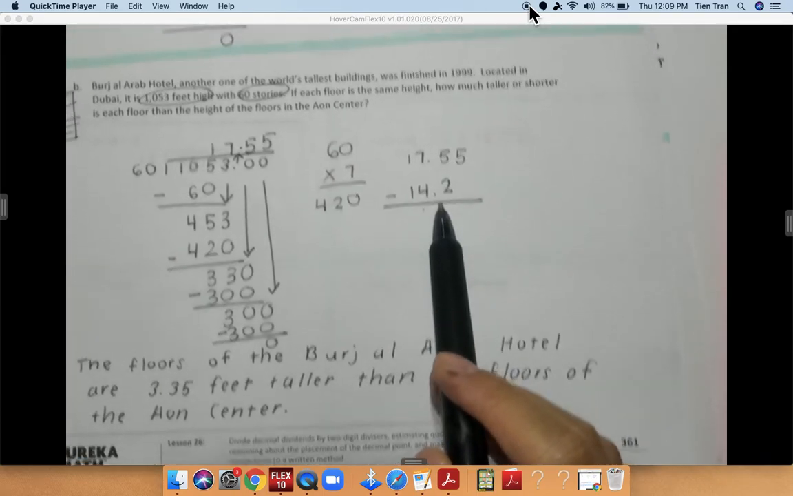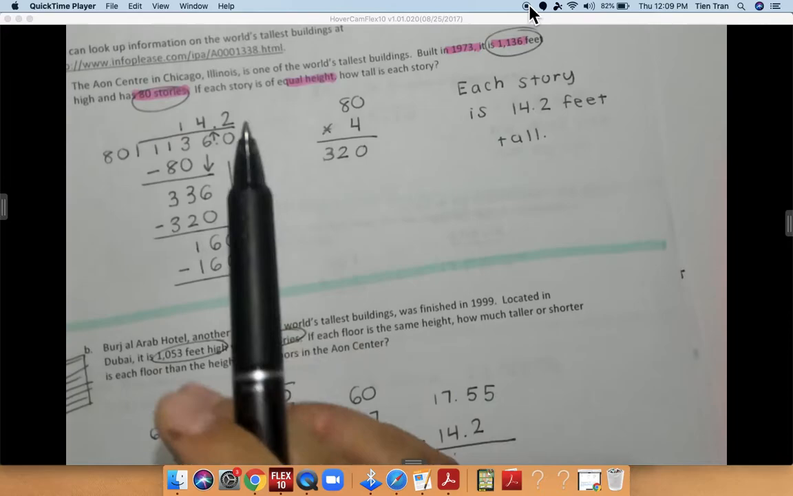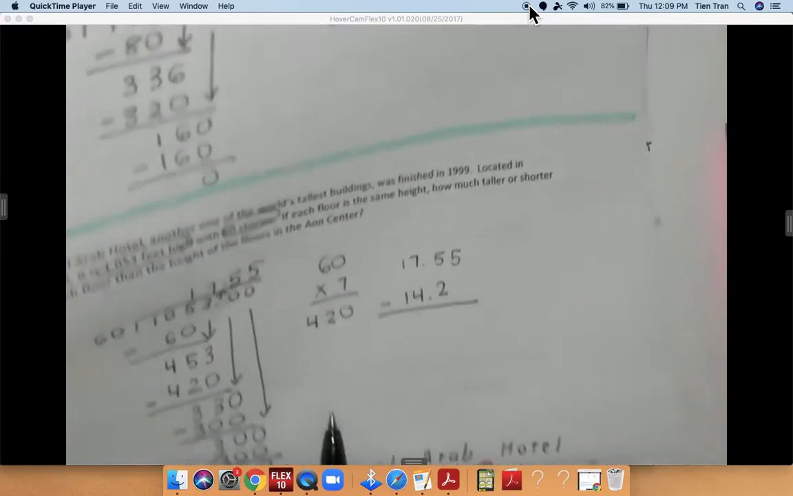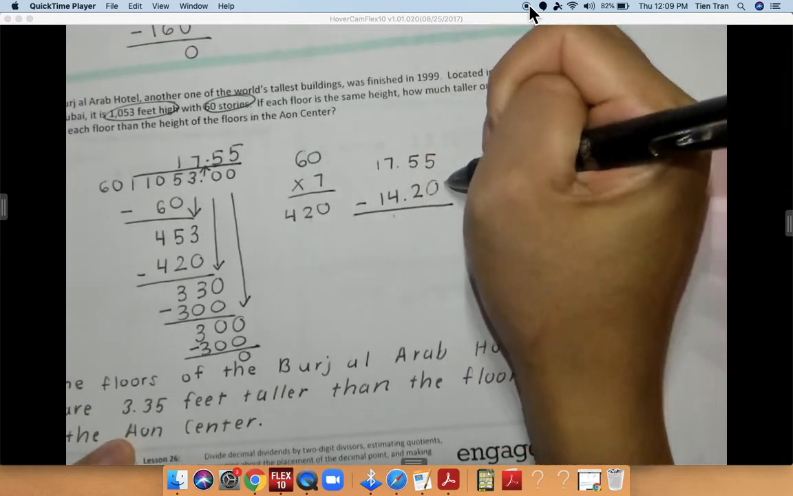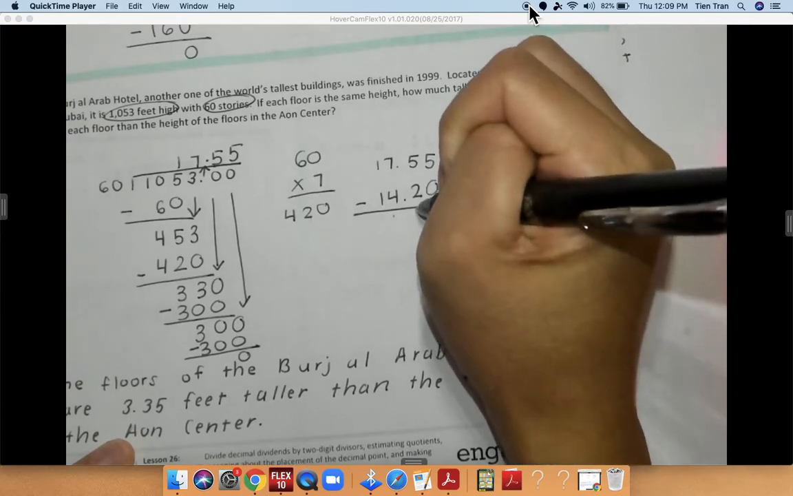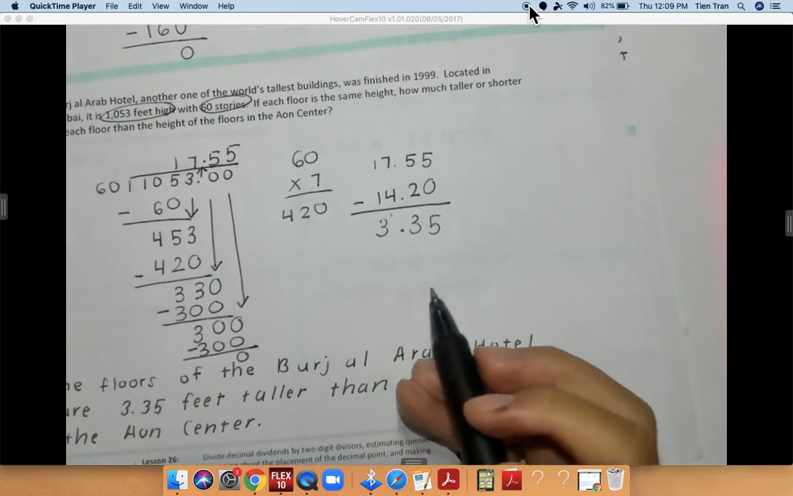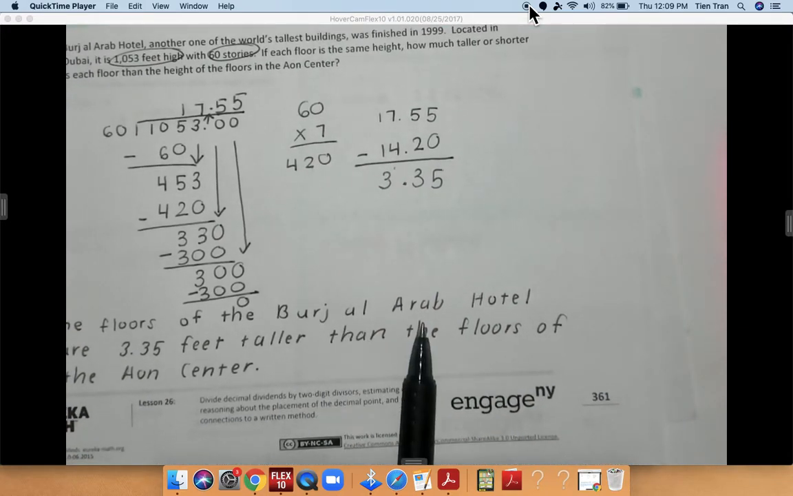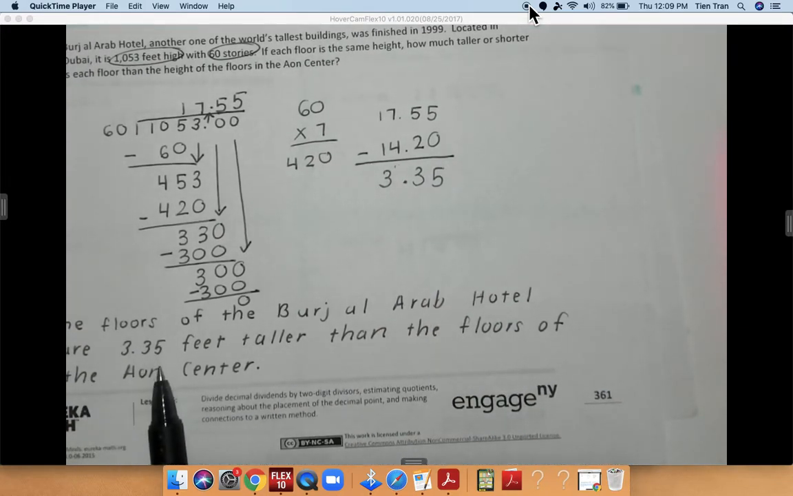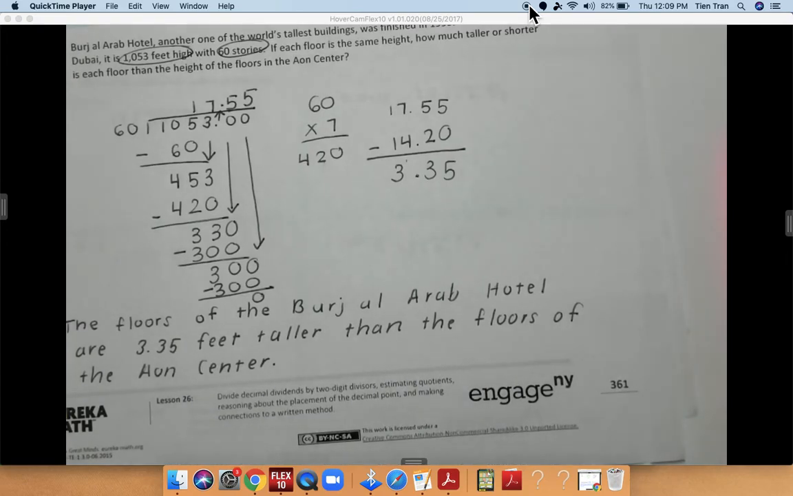Why do I need to subtract 14.2 from this number over here? Remember 14.2 feet? So I can add a 0 at the end. 5 minus 0 is 5. 5 minus 2 is 3. Bring down your decimal. 17 minus 14 is 3. So the floors of the Burj Al Arab Hotel are 3.35 feet taller than the floors of the Aon Center. And that is all for today.